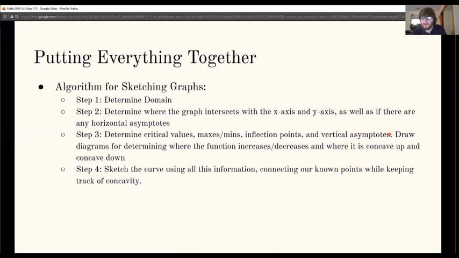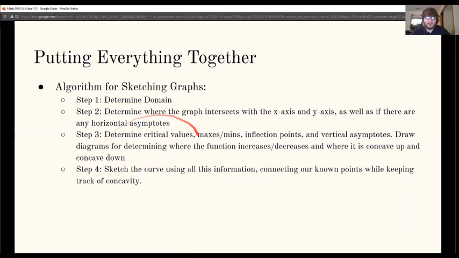Step three, we want to determine critical values, maxes and mins, inflection points, and vertical asymptotes. And along the way, we want to draw diagrams for determining where the function increases and decreases, and where it is concave up and concave down. Just keeping track of over what intervals we are increasing and decreasing, and concave up and concave down, so we have all the information on hand for when we're drawing it.